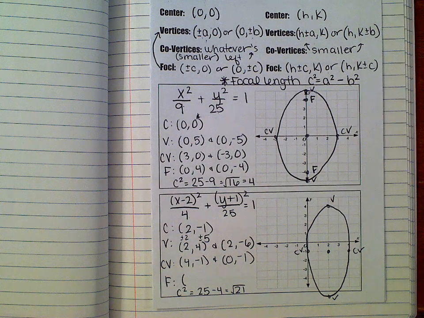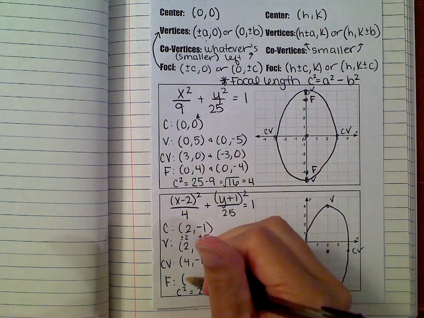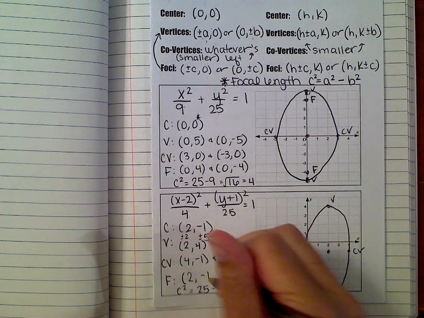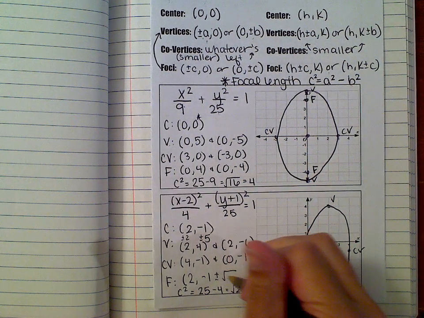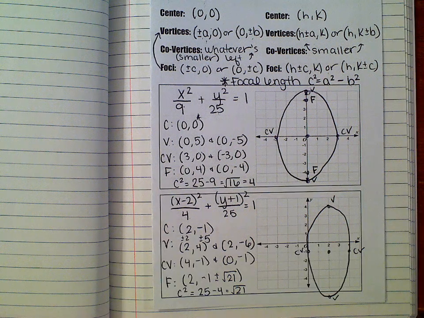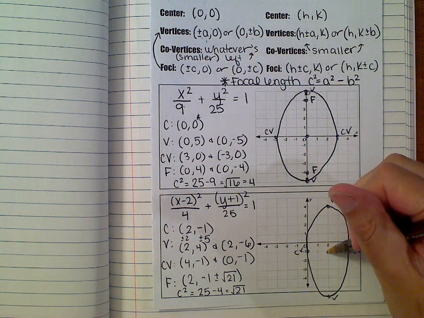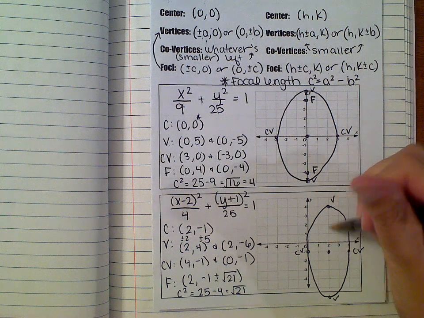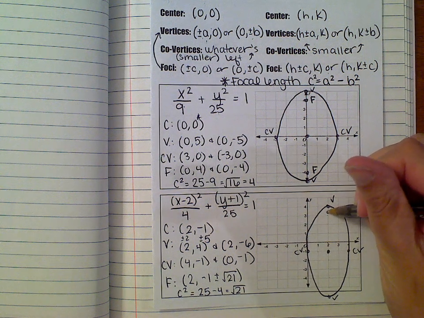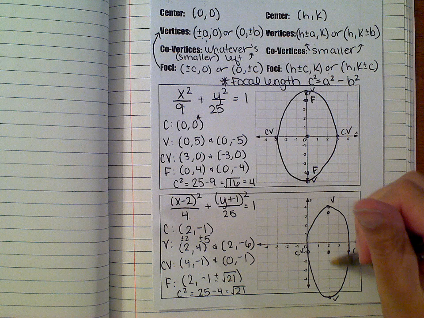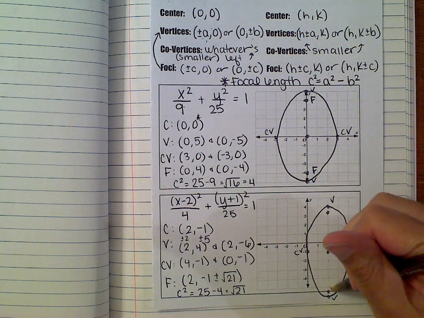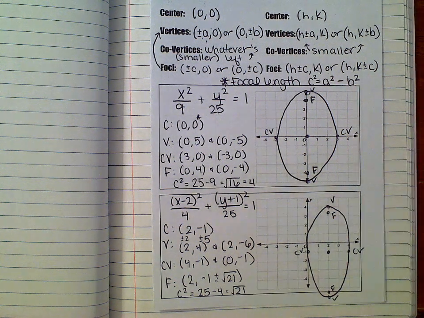So for my foci points, we are going to adjust the y value because that was larger, so we're going to do negative 1 plus or minus that root 21, which is almost 5, but a little bit less than 5, but not less than 4. So from that center, I can go out like 4 and a little more. So 1, 2, 3, 4 and a little extra. And I end up just short of that vertex like I'm supposed to. It's so super cute. Look at those foci.